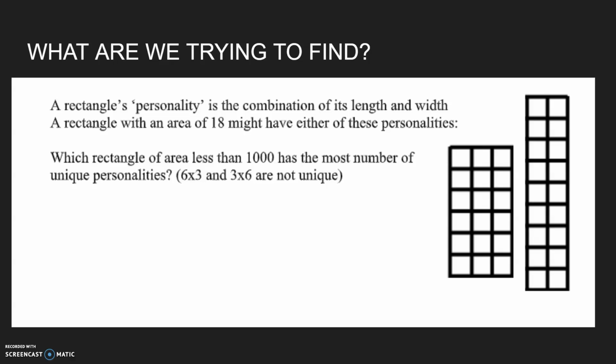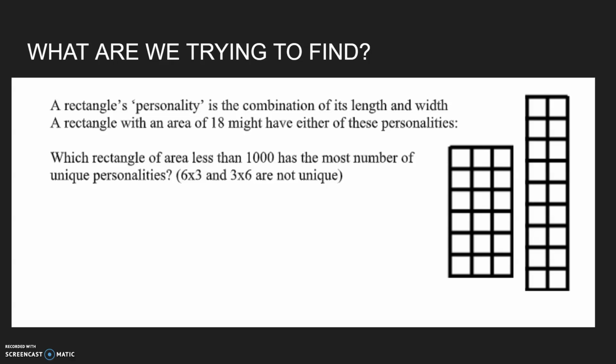A rectangle's personality is a combination of its length and width. A rectangle with an area of 18 might have either of these personalities. Which rectangle that is less than 1,000 has the most number of unique personalities?